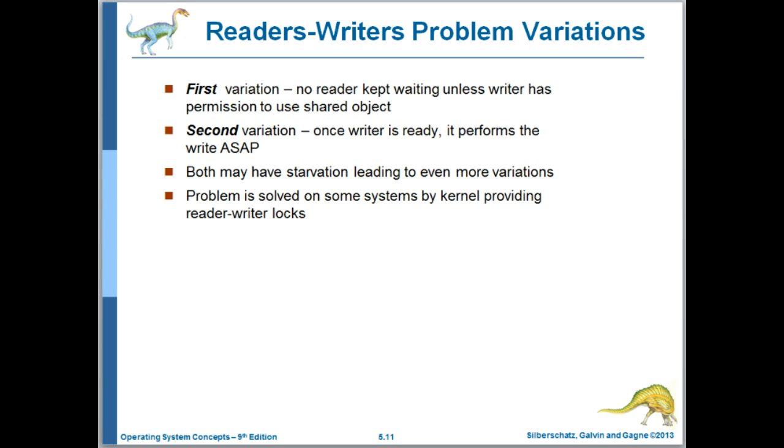In the first variation, readers have priority. In the second variation, writers have priority. And I'll ask you to think about this with regard to the solution that we just discussed, whether or not it's the first variation or the second variation. I'll pause, you think about that for a minute. So the code that we just went over is the first variation. The readers have priority. In that variation, the writers can starve. In the second variation, readers can starve.